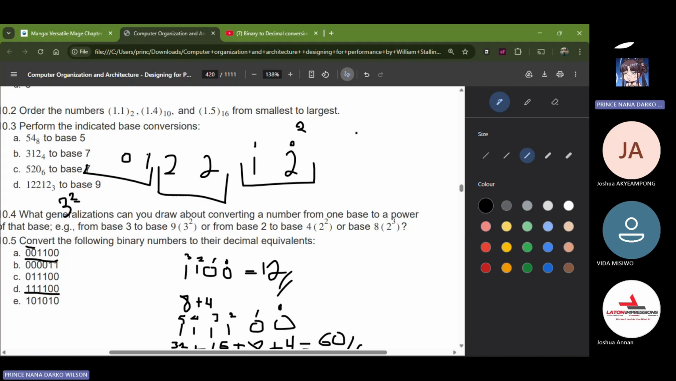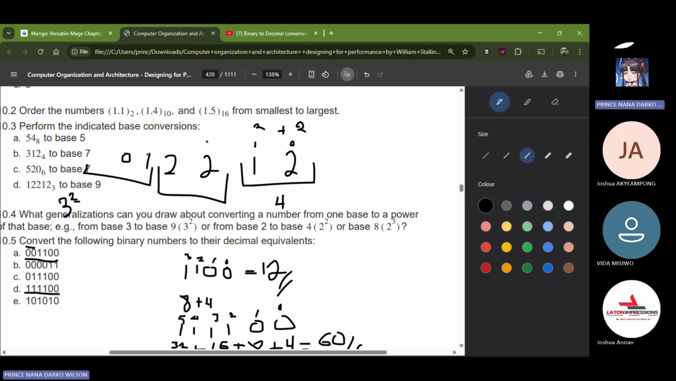Do you understand that? Yes, I do. And this is 1 times 2 to the power 1. And 1 times 2 to the power 1 is the same as 1 times 2, and that gives us 2. So this right here gives us 4. Exactly.